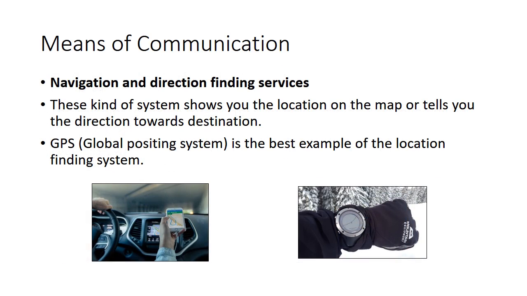Navigation systems are also part of communication systems. So these are navigation and direction finding services. These kinds of systems show you the location on the map or tell you the direction towards the destination. Global Positioning System, or in short GPS, is the best example of a location finding system, which is also an example of an electronic communication system.